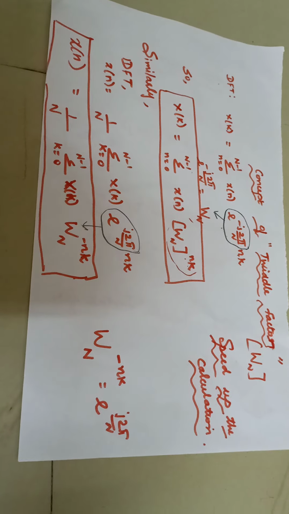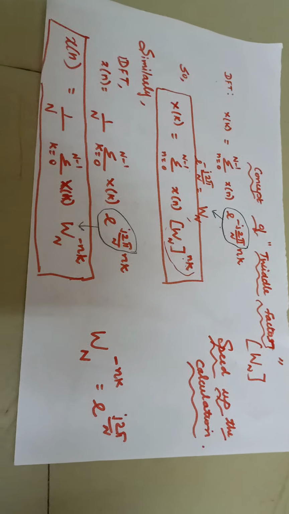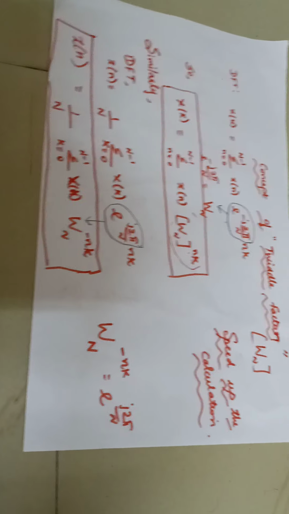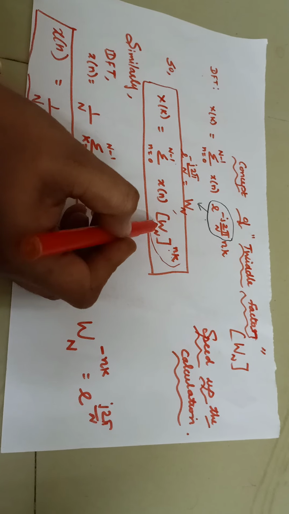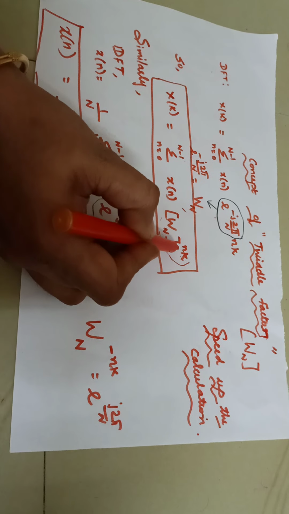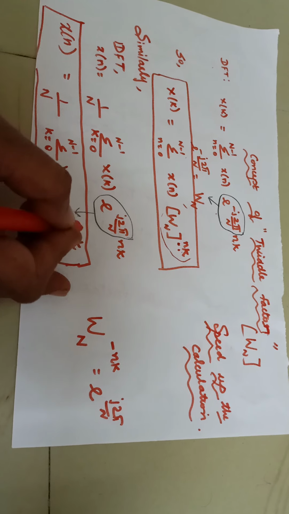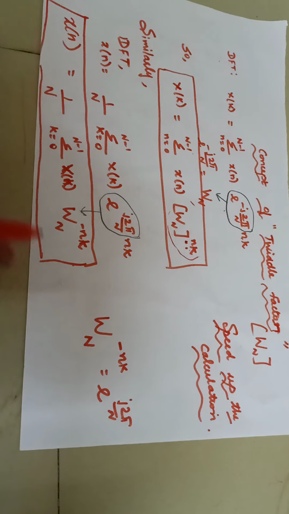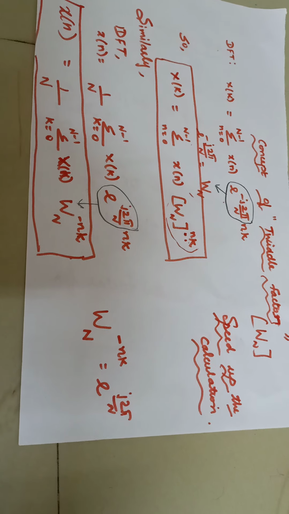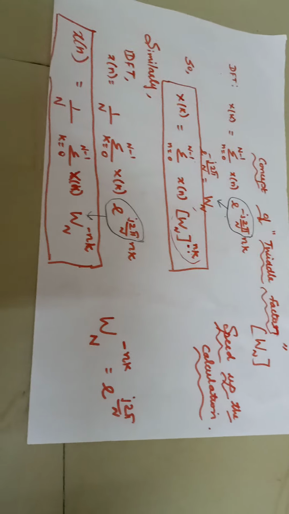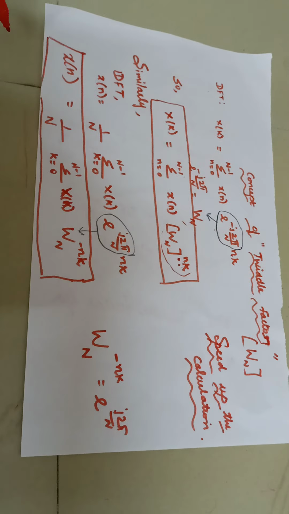So I'll explain again. Twiddle factor is e power minus j 2 pi by N. For DFT we get WN power nk, where n is time and k is the frequency domain, and for IDFT we get WN power minus nk. Now let's see in detail how we calculate the values for the twiddle factors.